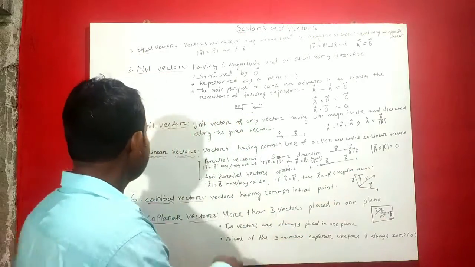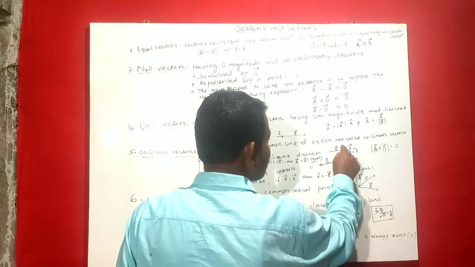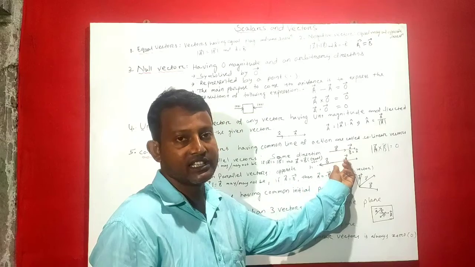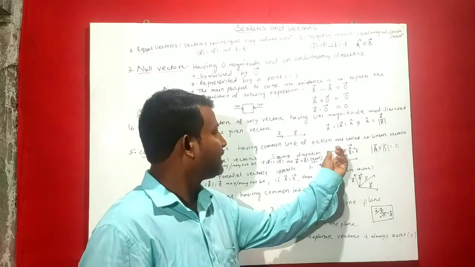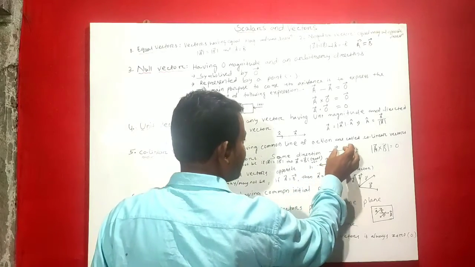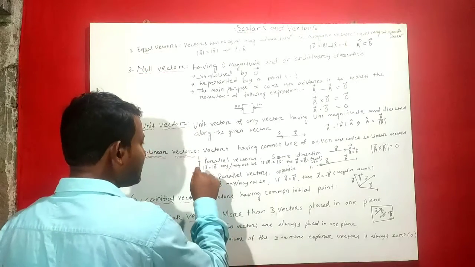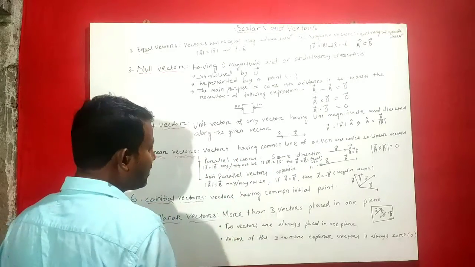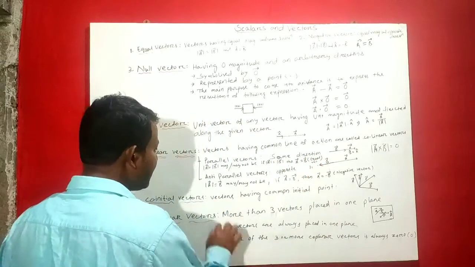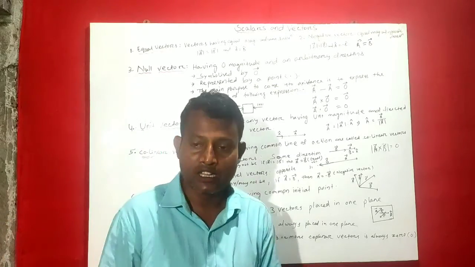That means in collinear vectors, the angle between the two vectors is either 0 degrees or 180 degrees. When the angle between the two collinear vectors is 0 degrees, we call them parallel vectors. When the angle between the two collinear vectors is 180 degrees, we call them antiparallel vectors.